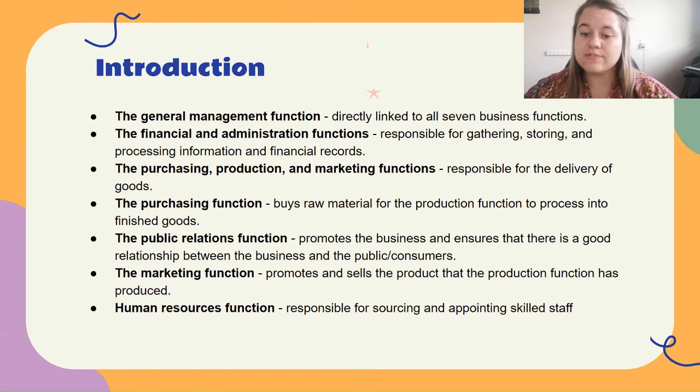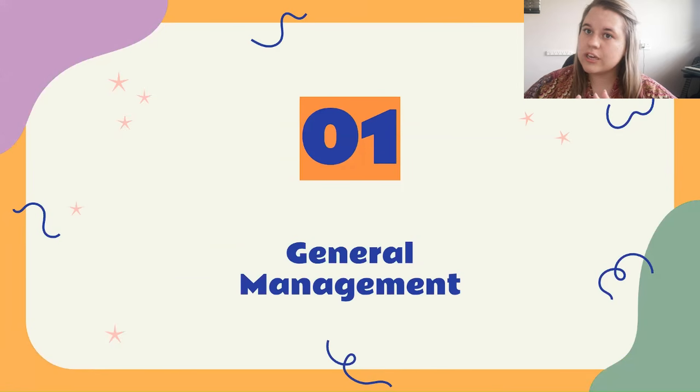The public relations function promotes the business and ensures that there is a good relationship between the business and the public consumers. The marketing function promotes the selling of the product that the production function has produced. And then the human resource function is responsible for sourcing and appointing skilled staff. Now we're going to look at each one specifically. So the general management.